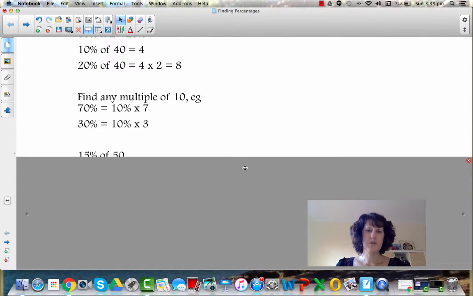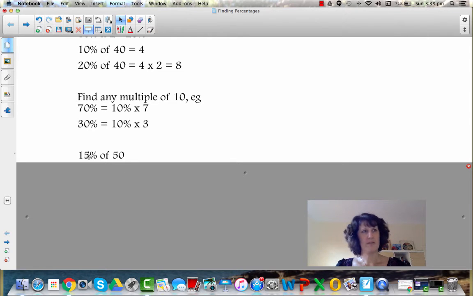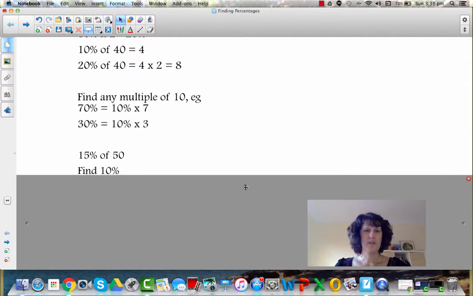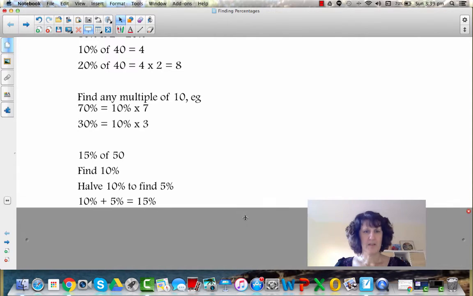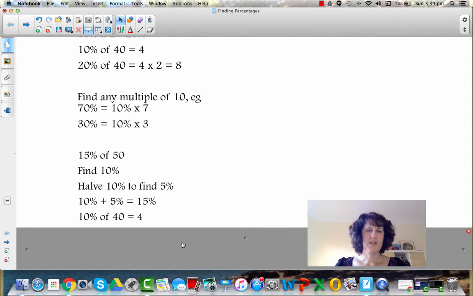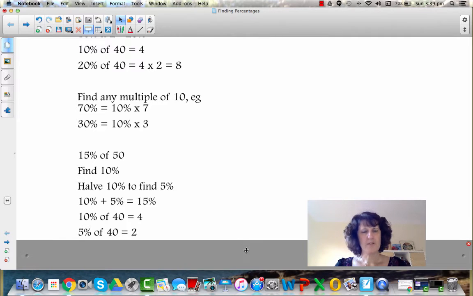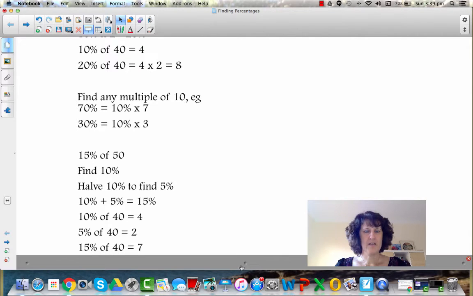You can also do 15% using the 10% rule. So I'll show you here, 15% of 50. First of all, you find 10% and you halve the 10%, which will give you 5%. And then you add those two numbers together. 10% plus 5% will give you 15%. So let's work it out. 10% of 40 we already know is 4. And 5% will be half of that, which is 2. And then you add them together to get 15.